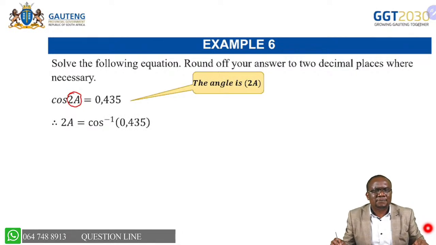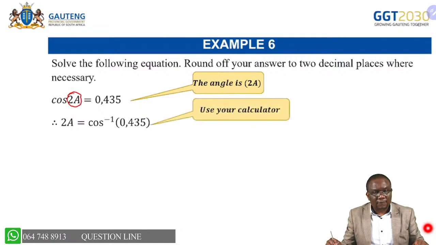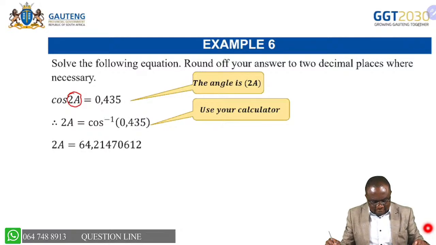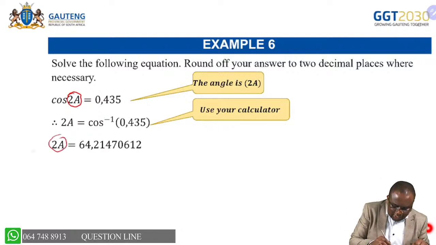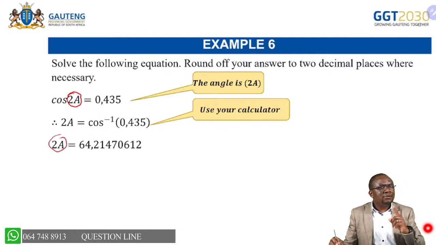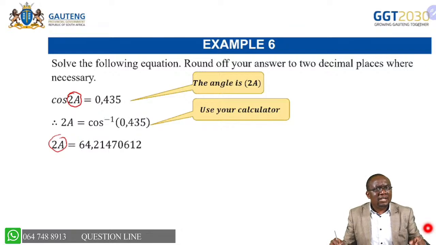What is the angle? Use your calculator. What do you get? Just punch it into your calculator. 2a is equal to 64.21470612. Right. This is our angle, 2a. But remember, we're solving for a. Now, how do we get a?